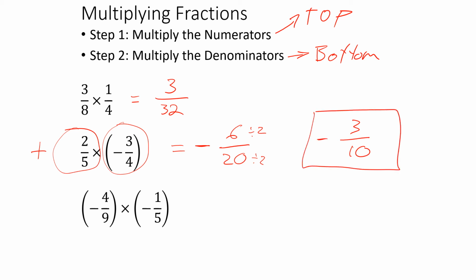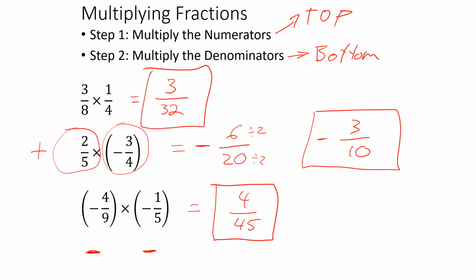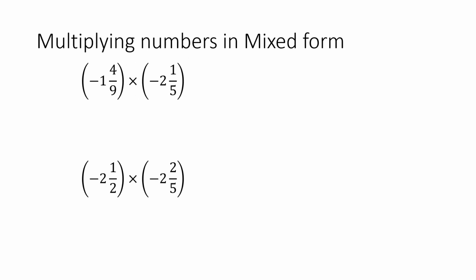Okay. Now, same thing for this one. We have a negative times a negative, so we know that our answer is going to be positive. So 4 times 1 is 4. 9 times 5 is 45. Okay? Negative times a negative is a positive, so our answer is positive 4 over 45. Okay.